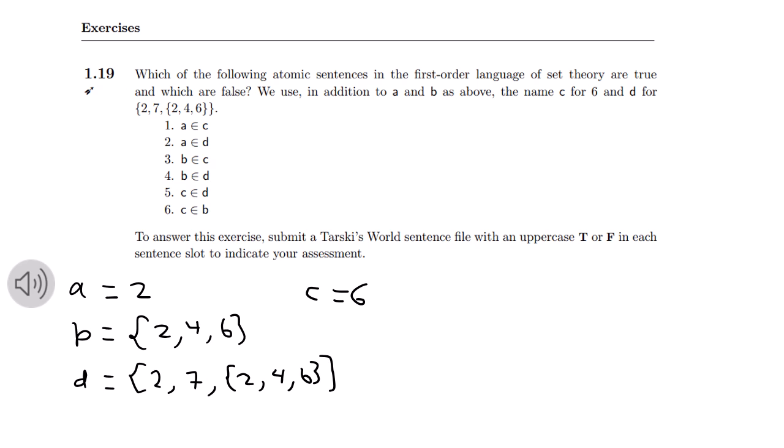So this is the set builder notation. And then D is a set with 3 elements, 2, 7, and then the set B itself. So notice, for example, that 4 and 6 are not elements of D. On the other hand, A is an element of B, and so on and so forth. And based on this information, you should be able to determine if these 6 atomic sentences are true or false.